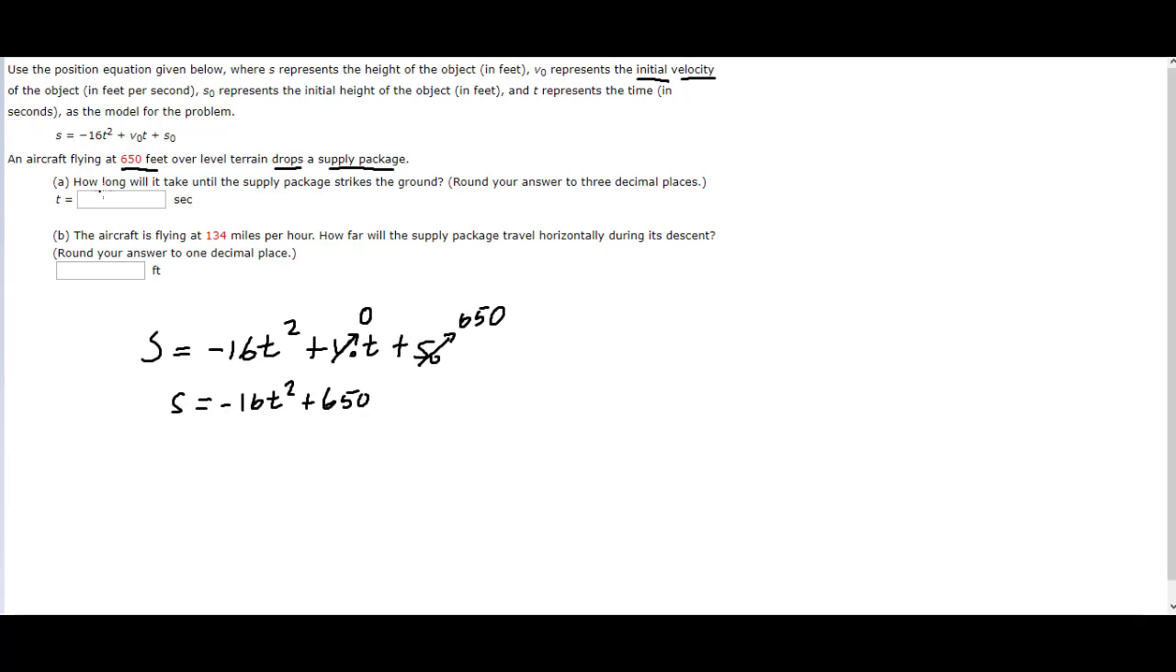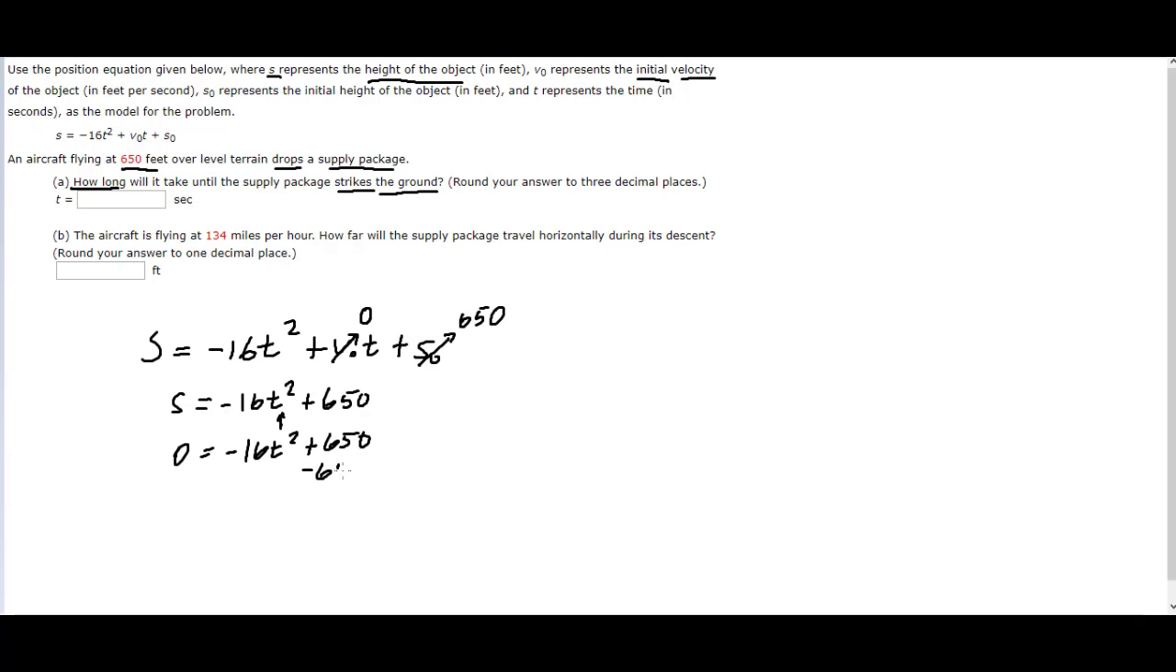Now, they say, how long will it take until the supply package strikes the ground? Okay, so they're asking how long. How long says, I don't know what t is, right? We've got to find out t. But that also means if they don't know what t is, we must know what S is. S, again, is the height of the object. So how long will it take until the supply package strikes the ground? What is the height of an object on the ground? That's 0, right? So 0 is negative 16t squared plus 650.